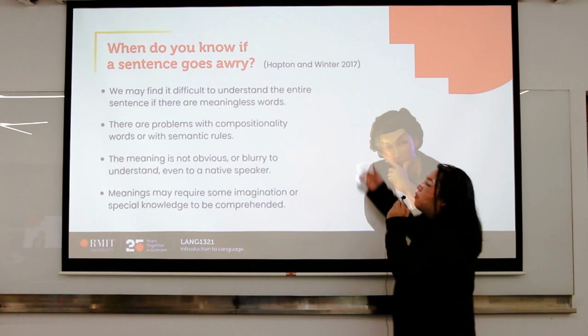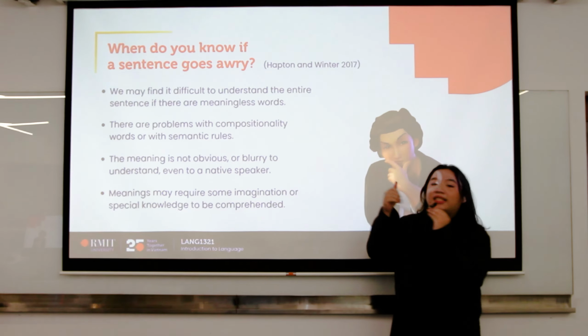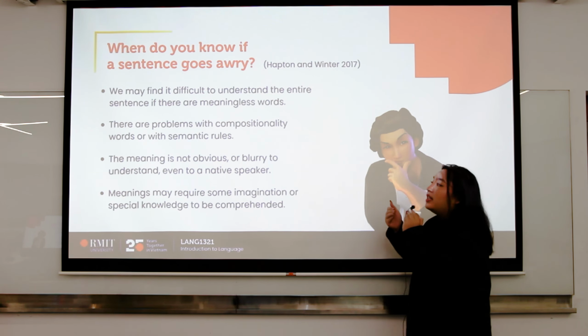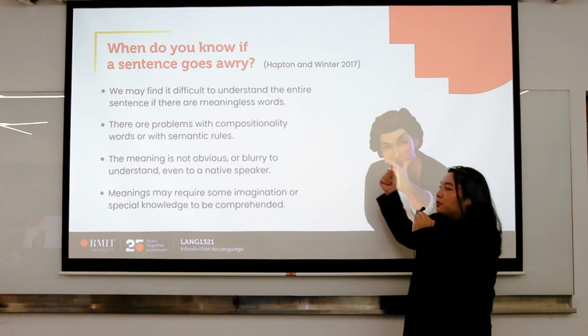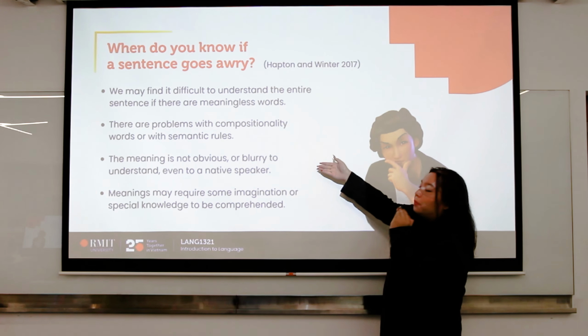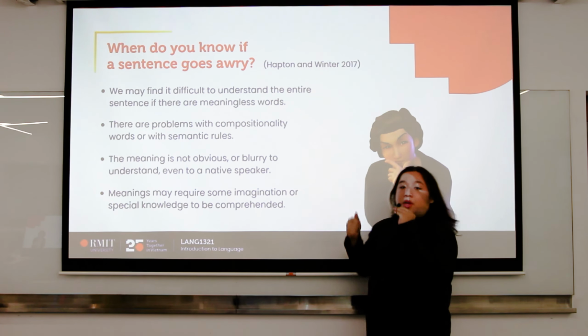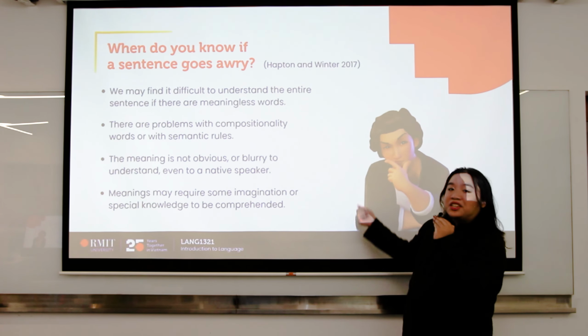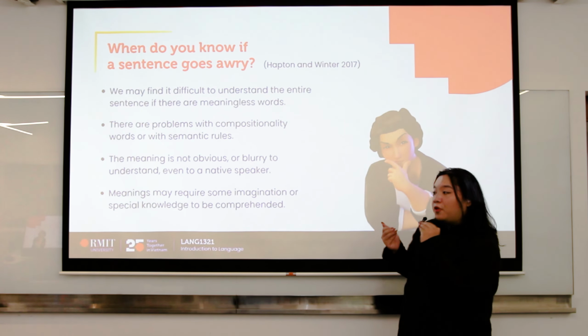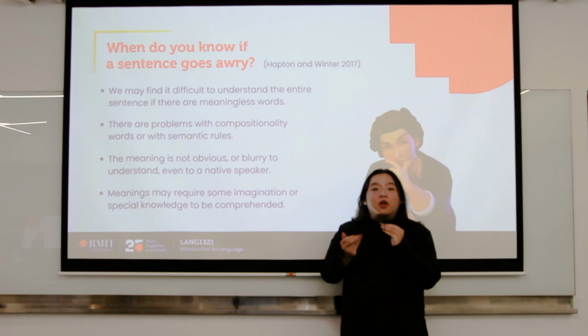What are they? When we may find it difficult to understand the entire sentence if there are meaningless words. If there are problems with compositionality, words, or the semantic rules, when the meaning is not obvious or blurry to understand, even to a native speaker. And for the final case, when meanings may require some imagination and special knowledge to be comprehended. And now let's explore each case one by one.